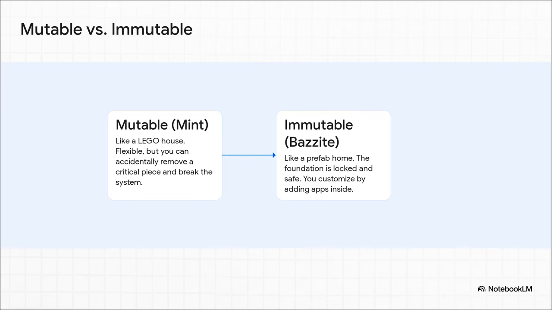Okay, so think of Linux Mint as a house built out of Legos. You've got complete freedom, right? You can move any brick you want, which is awesome for flexibility, but you could also accidentally pull out a critical support piece and have the whole thing come crashing down. Now, Bazzite is more like a rock-solid, pre-built home. The foundation, the walls, they are locked in place. They are not going anywhere. You get to customize it by adding your stuff, your apps, your files inside the rooms. You get all the fun of decorating without any of the risk of breaking the house itself.